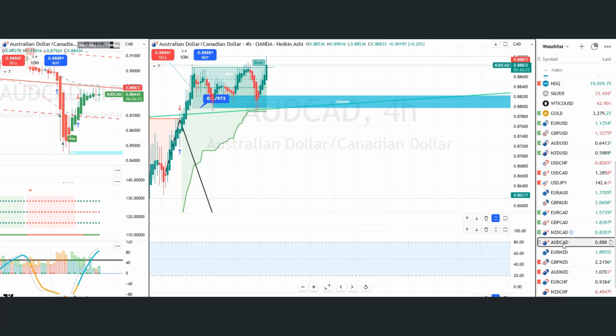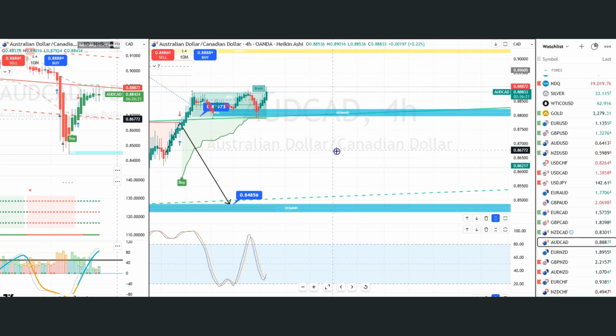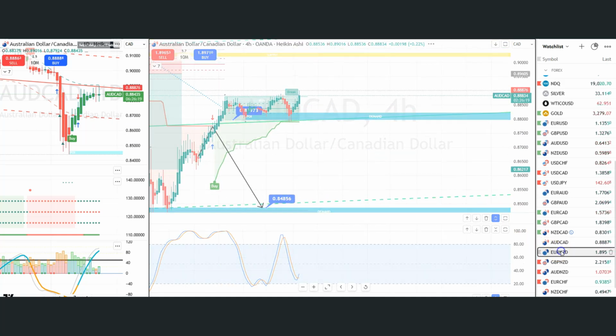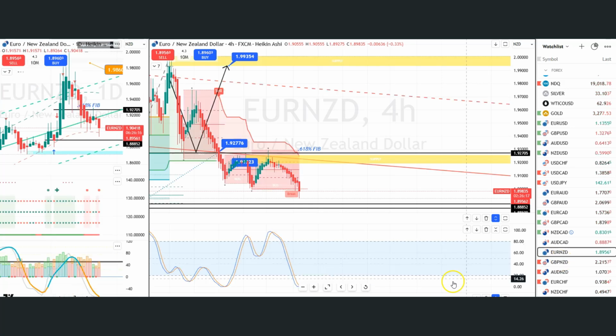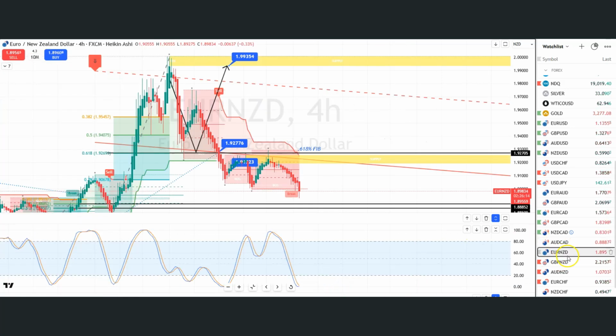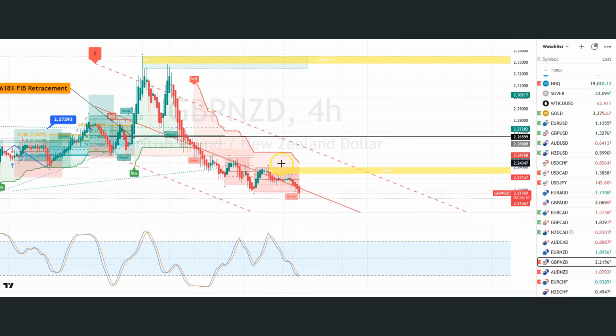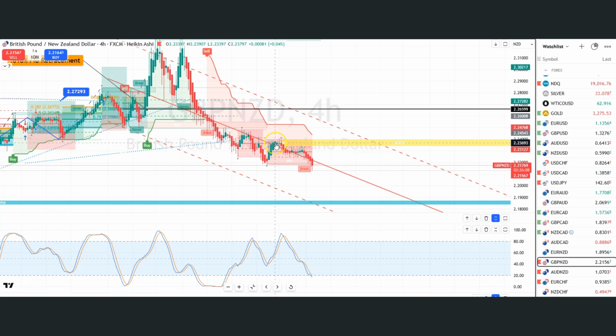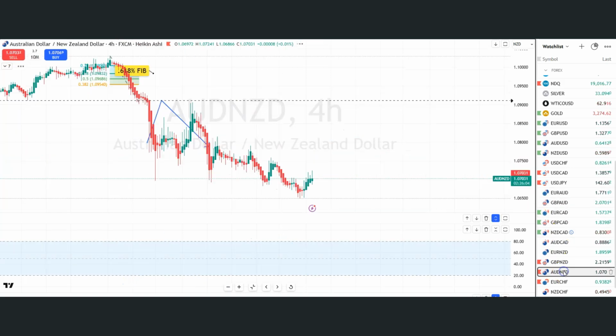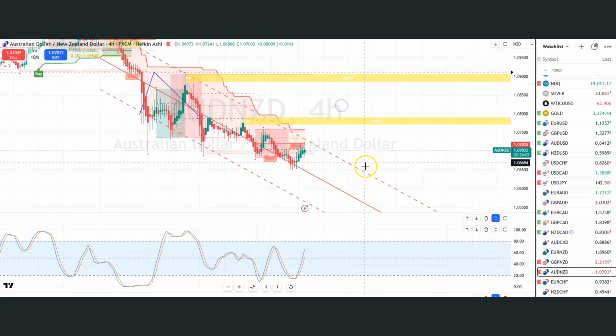Aussie Canadian does the same thing. Please don't trade both. I'm just flicking through, seeing what's going on. Pound New Zealand is to the downside. There was the entry there. If you've got in there and gone short, that's a fantastic idea on the price cycle. Congratulations. Aussie New Zealand is to the downside, not sliding yet, but will do.